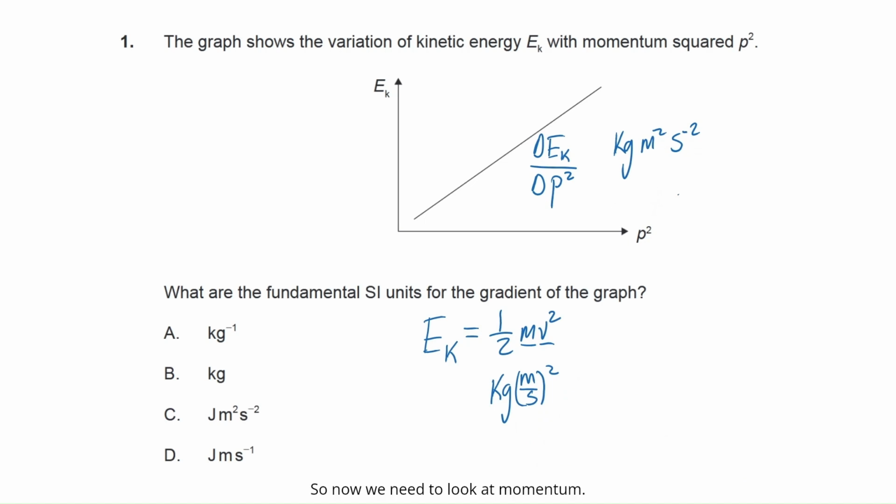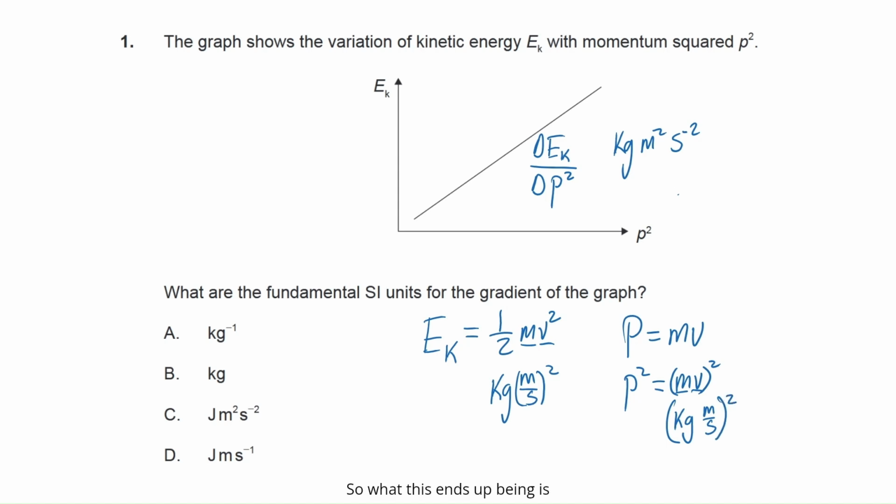So now we need to look at momentum. Momentum is equal to mv, mass times velocity. Momentum squared is mass times velocity, all squared. So let's do the same thing from earlier. Mass is kilograms, velocity is meters per second, and that is all squared. So what this ends up being is kilogram squared times meter squared times s to the -2. So let's move this up as well.